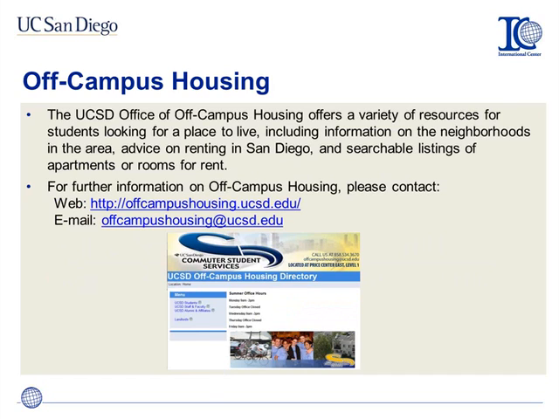The UC San Diego Office of Off-Campus Housing offers a variety of resources for students looking for a place to live, including information on the neighborhoods in the area, advice on renting in San Diego, and searchable listings of apartments or rooms for rent. For more information, you may visit their website at offcampushousing.ucsd.edu or email them at offcampushousing@ucsd.edu.